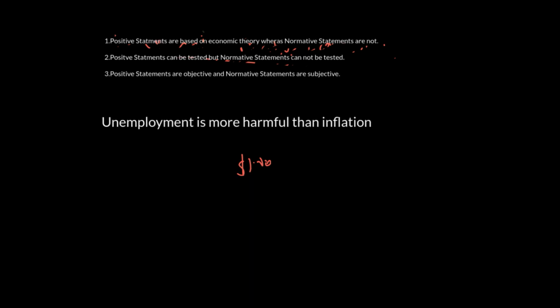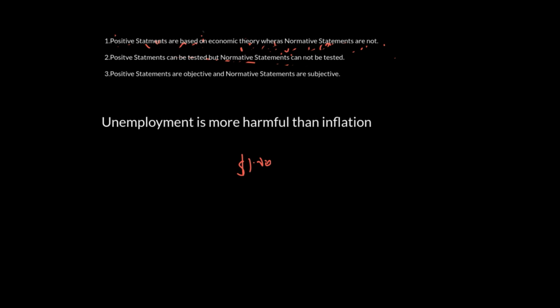So now let's look at this statement. The statement says unemployment is more harmful than inflation. Let's look at the three differentiating rules which we have formed. The first one says that positive statements are based on economic theory. Never in economic theory have we gone through the fact that unemployment is more harmful than inflation. We have discussed that it can be more harmful, but that doesn't mean that it's always more harmful, right? And this statement doesn't really specify the boundaries of the statement itself. So that's why it's not a positive statement.